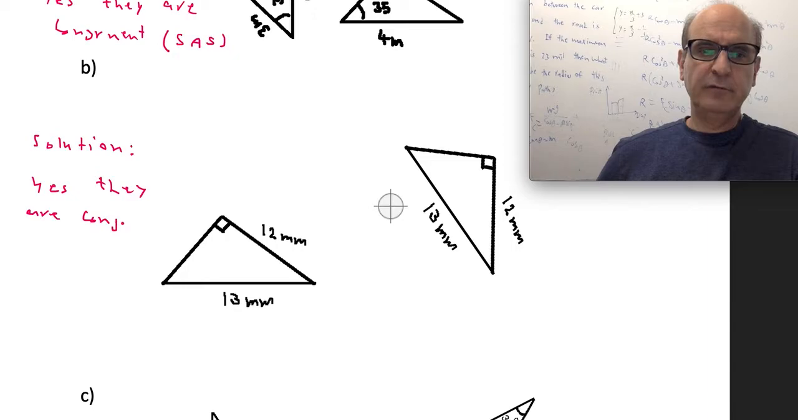And the reason for that is, yes, they are congruent, and the reason for that is right angle, hypotenuse, side.